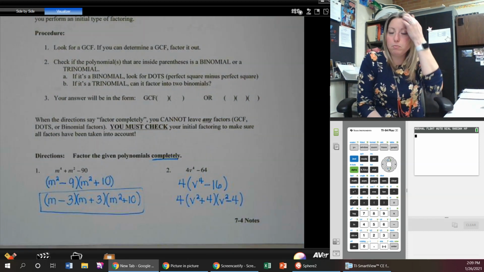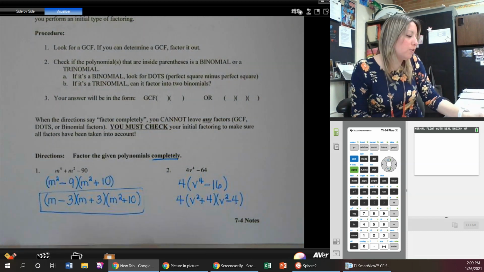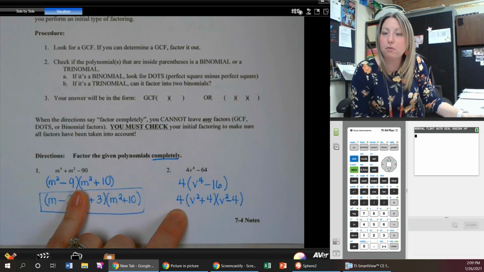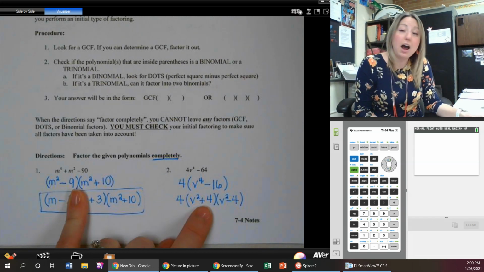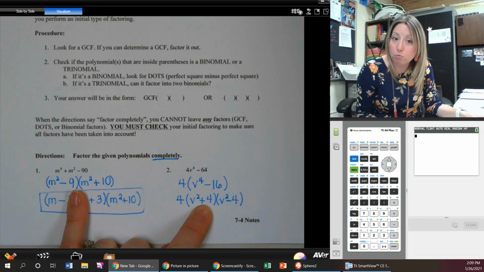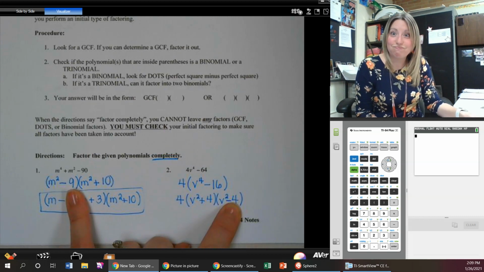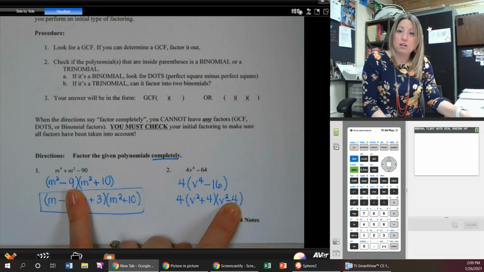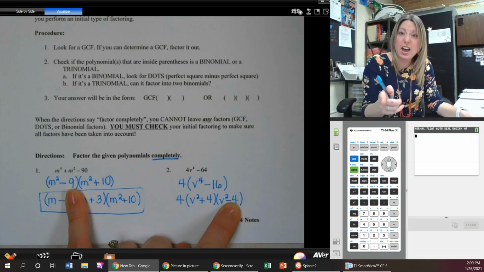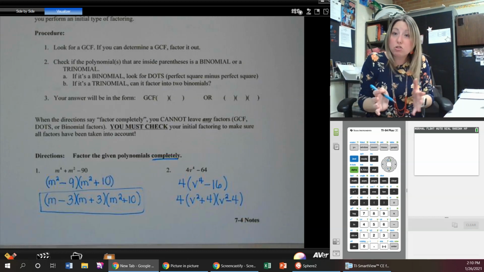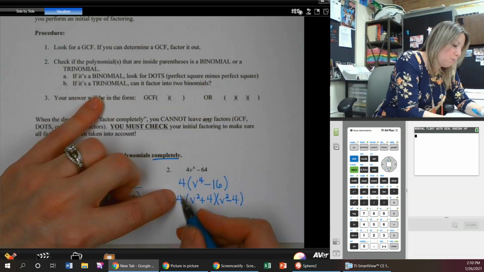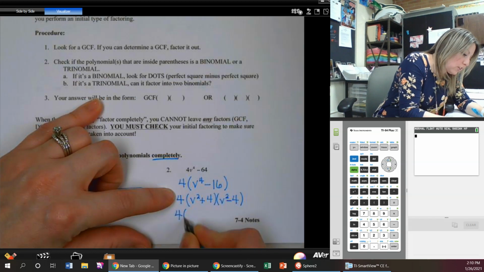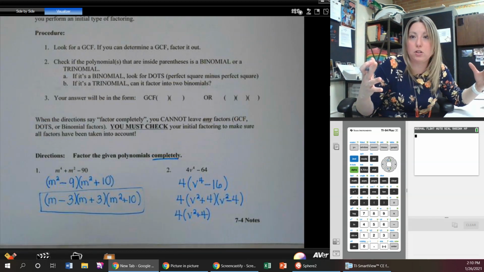Check one last time. Look at all the stuff in the binomials. We know that the GCF is okay. Can't be factored further. Not dots. No GCF. We're good. Dots. Perfect square minus perfect square. That can factor one more time. So this answer is going to have 4 factors. Bring down the factors that cannot be factored further, right? Don't have anything left in them.